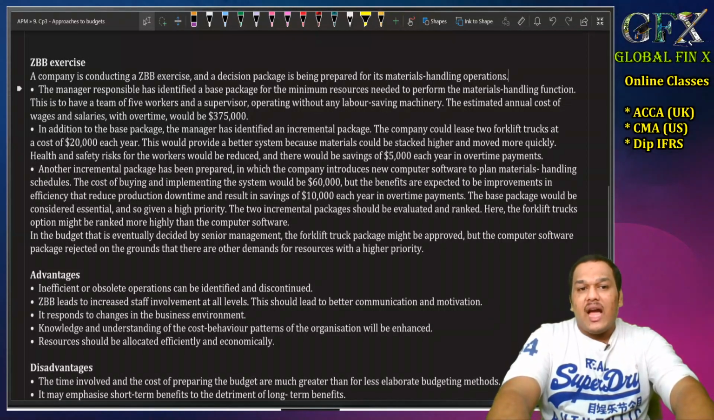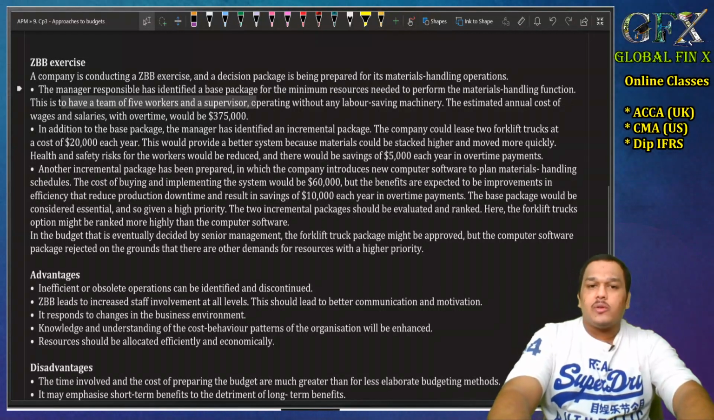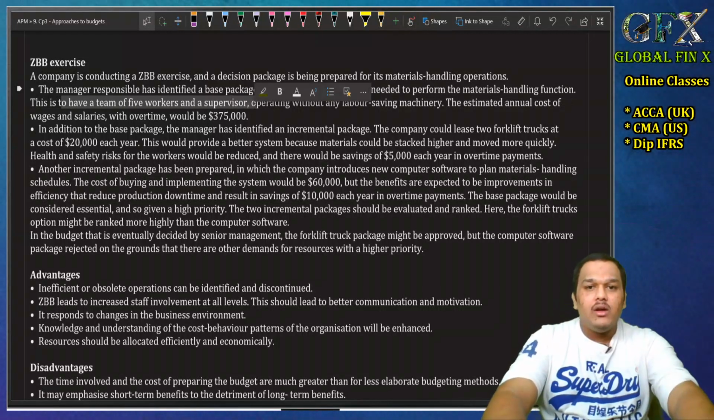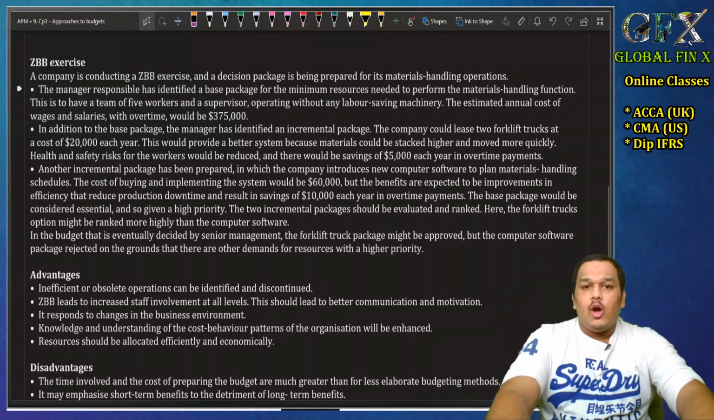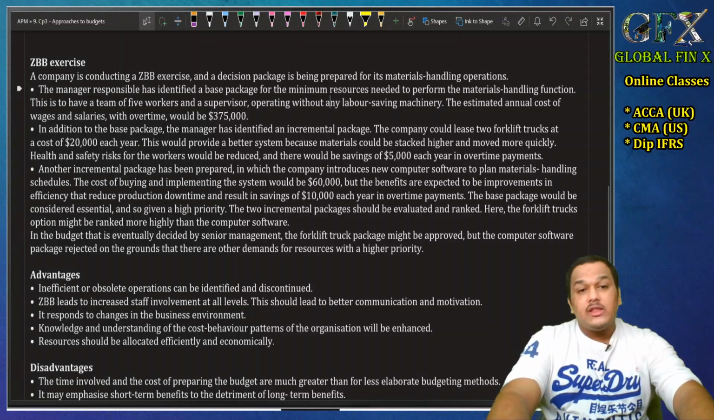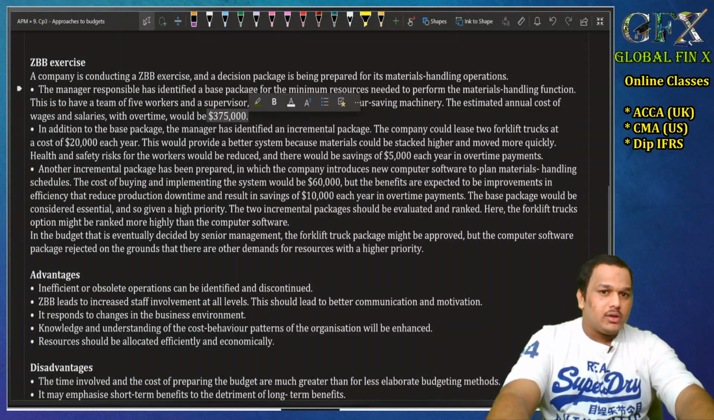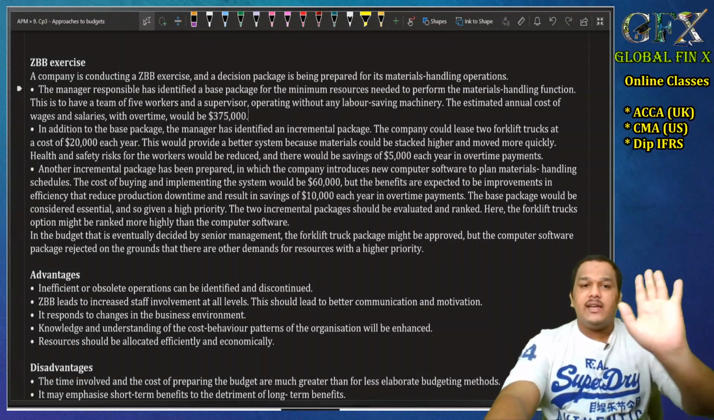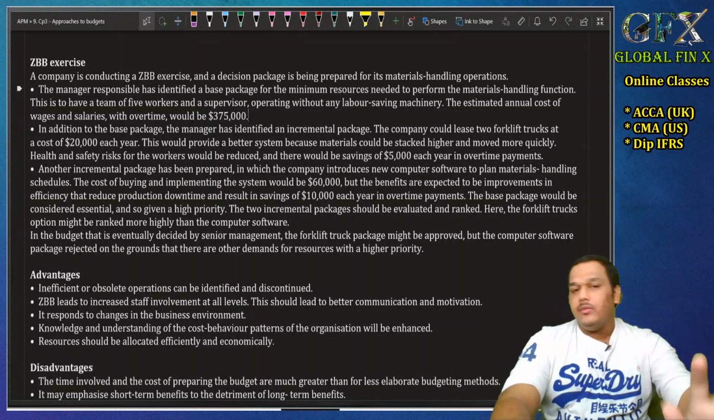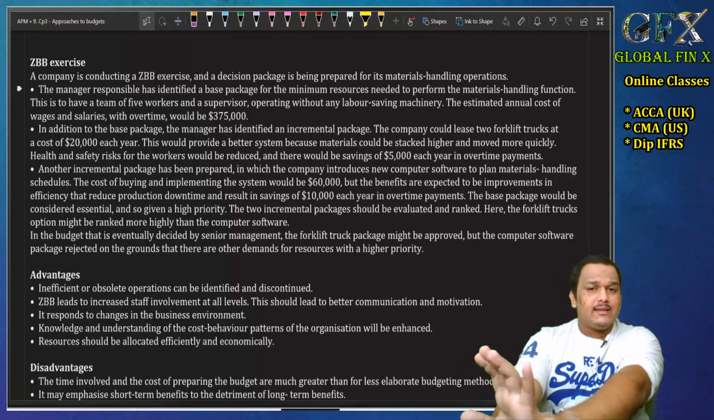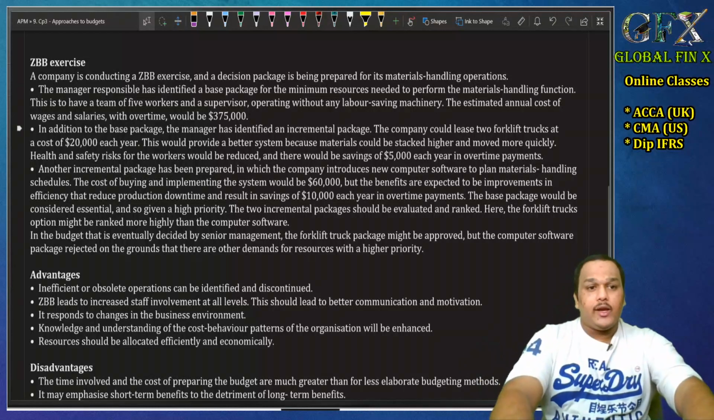This is to have a team of 5 workers and a supervisor. So you need minimum 5 labor and 1 supervisor. Operating without any labor saving machinery. There are no machineries. The estimated annual cost of wages and salaries with overtime would be 375,000. Okay. So this is the base package. I need 5 labor and I need 1 supervisor. Annual salaries are 375,000 including overtime. Okay. In addition to the base package, the manager has identified an incremental package as well.